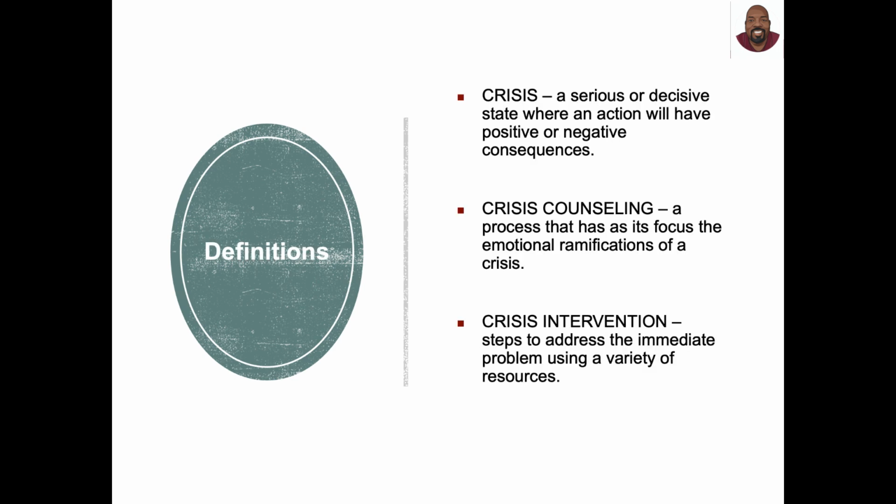So first of all, we just want to define a few words. The first word we want to define is crisis. And for crisis, we want to call that a serious or decisive state where an action will have positive or negative consequences. A crisis is going to look different for each individual that you are working with. And so being able to establish what that crisis is, and how they interpret that crisis, is going to be extremely important for you as you begin to work with them.